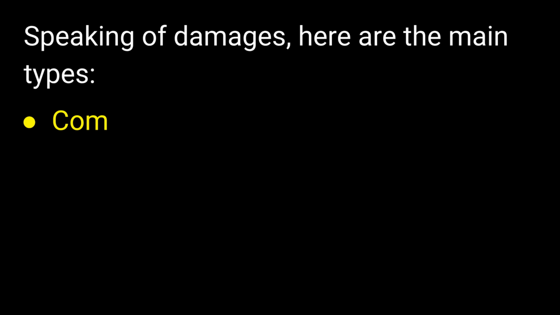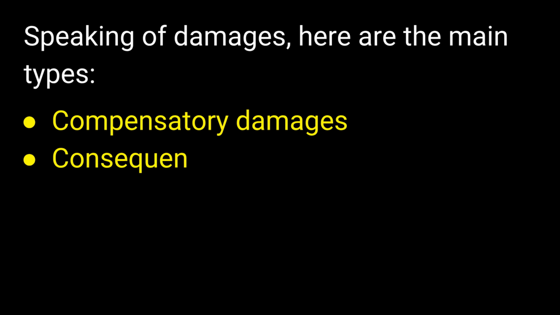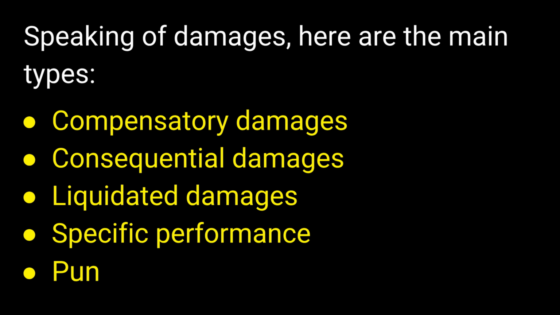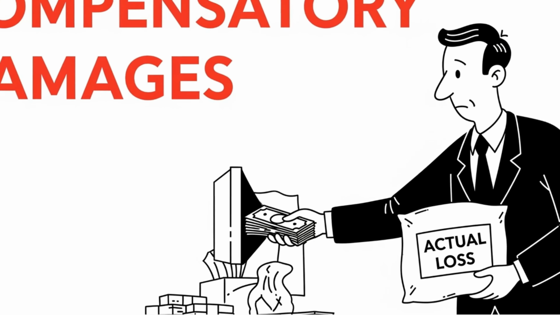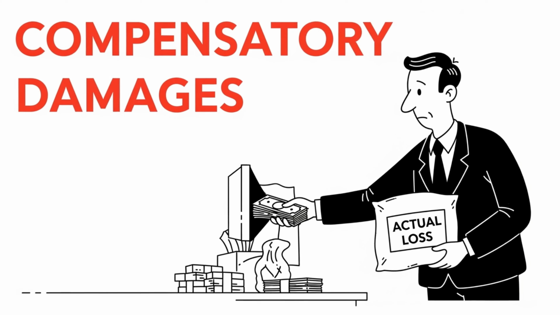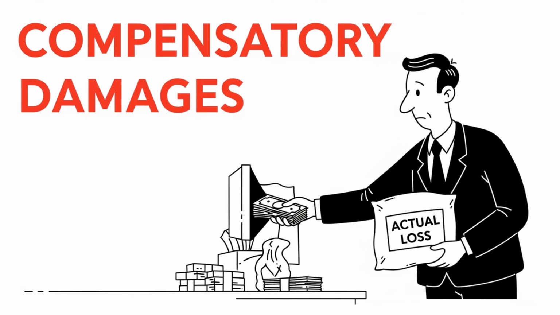Speaking of damages, the main types include compensatory, consequential, liquidated, specific performance, and, in rare cases, punitive damages. Compensatory damages are monetary awards, intended to reimburse the plaintiff for the actual loss suffered as a result of a breach of contract.